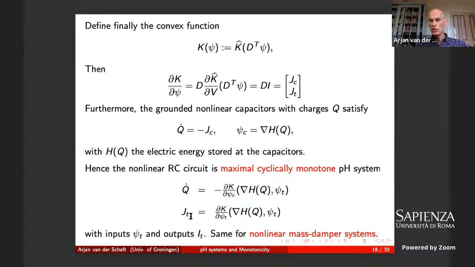And the same equations you also get, for instance, for nonlinear mass damper systems, with the difference that there the Hamiltonian, which is then the kinetic energy, is always a quadratic function.